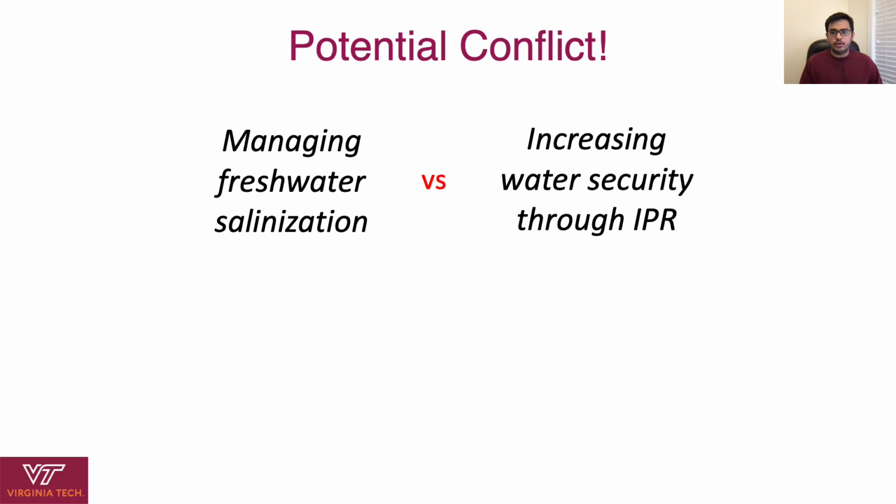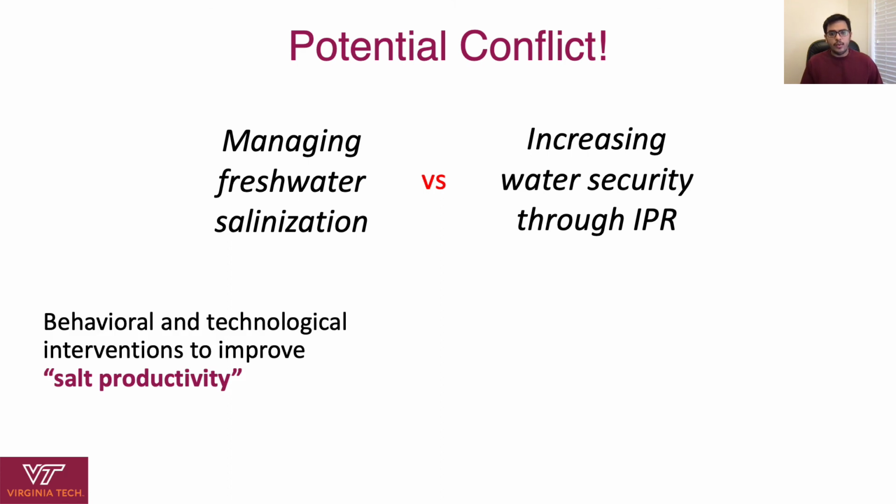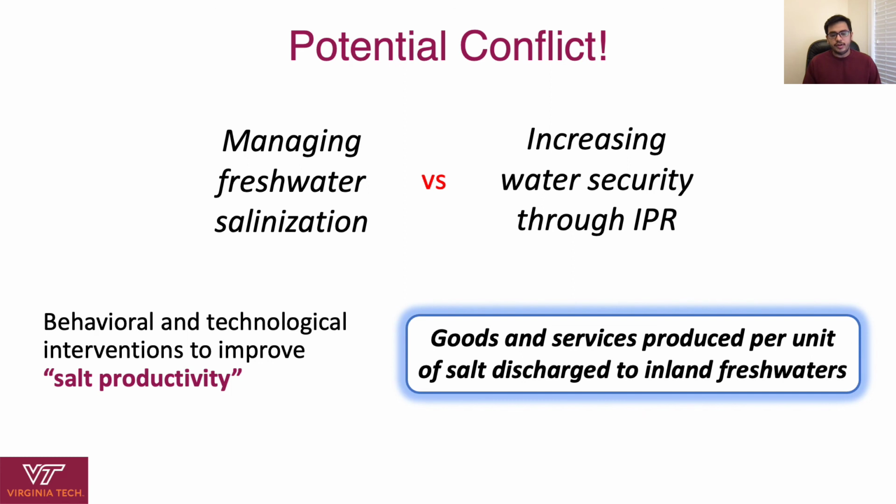These results for the Occoquan Reservoir indicate a conflict between two important sustainability goals: managing the freshwater salinization syndrome on one hand and increasing water security through indirect potable reuse on the other. How do we manage this conflict? One way is to apply behavioral and technological interventions to improve what we call a region's salt productivity. Salt productivity is defined as the goods and services produced per unit of salt discharge into inland freshwaters.